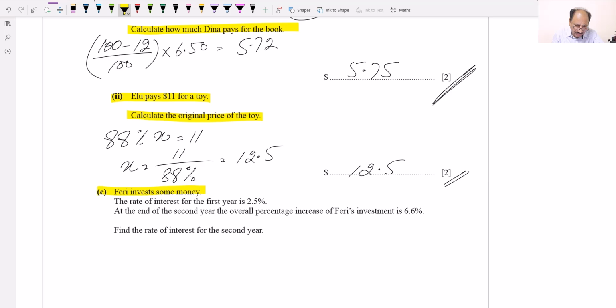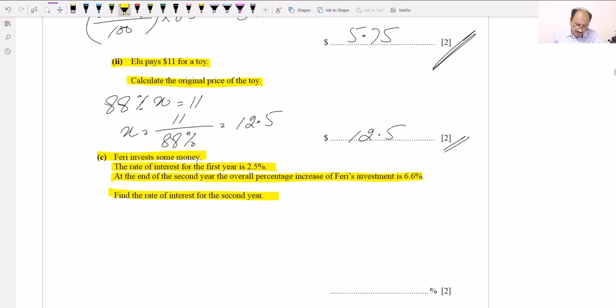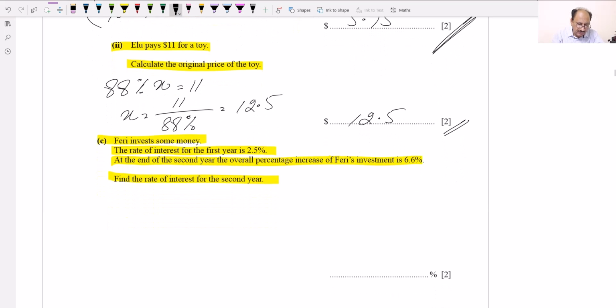Then Ferry invests some money. The rate of interest for the first year is 2.5% at the end of the second year. So the overall percentage increase by Ferry's investment is this one. So what we will do, find the rate of interest for the second year. We will start with the flow.